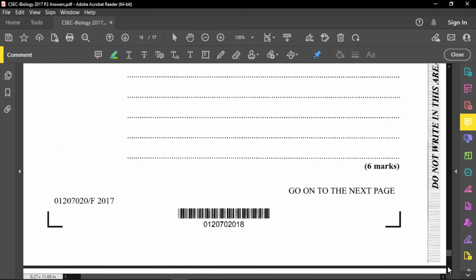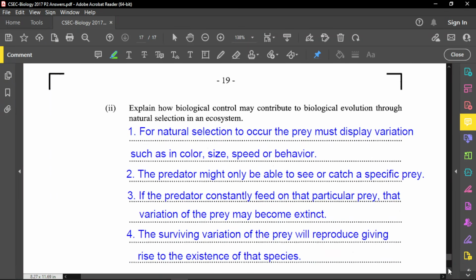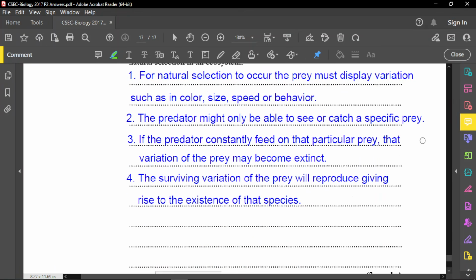Yeah, we have one small piece to talk about. Right, and so here we go. Explain how biological control may contribute to biological evolution through natural selection in an ecosystem. Let's just run through these points real quick.